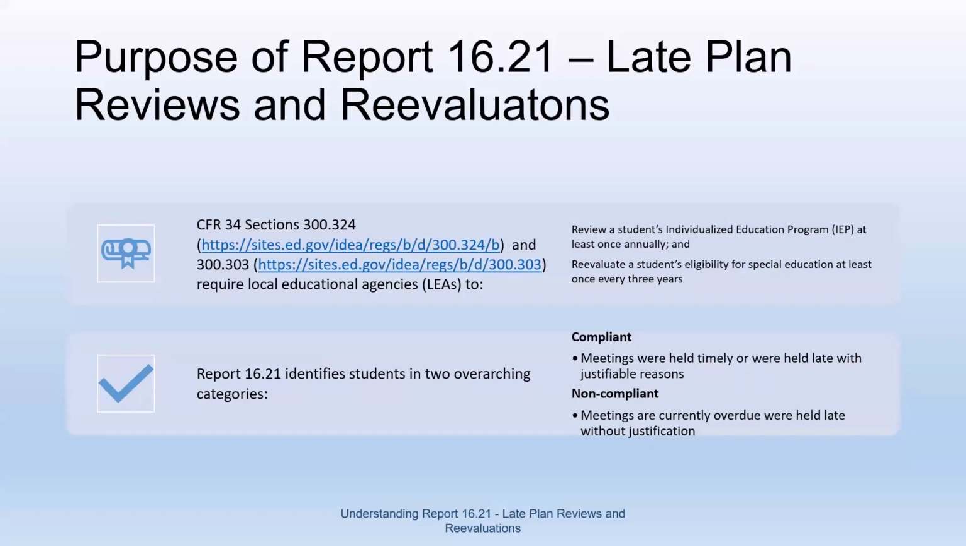Now, Report 1621 identifies students in two overarching categories. Were they compliant in terms of having timely meetings, or were they non-compliant, meaning that the meetings were overdue or were held and there was no justifiable reason why that meeting was not held in a timely fashion.